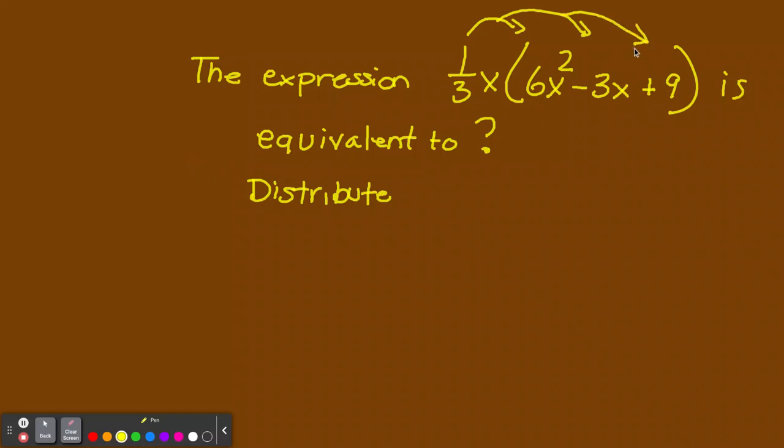What would you get? Well, 1/3 x times 6x squared. 1/3 of 6 is 2, so it's going to be 2x cubed. 1/3 x times negative 3x is going to be negative x squared. And 1/3 x times 9 will be 3x. So there it is. We took this expression. It's equivalent to this.